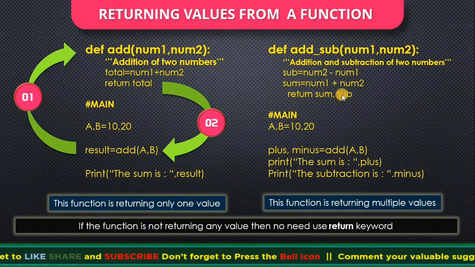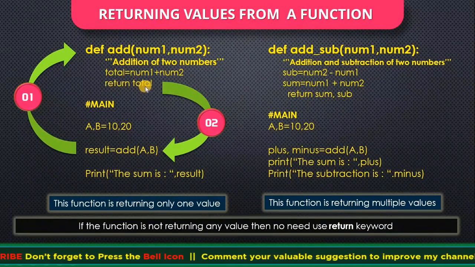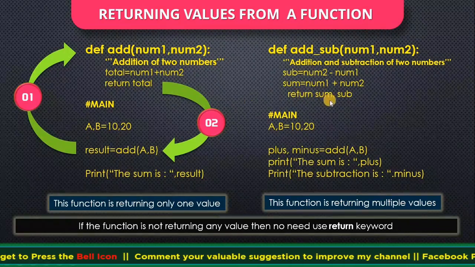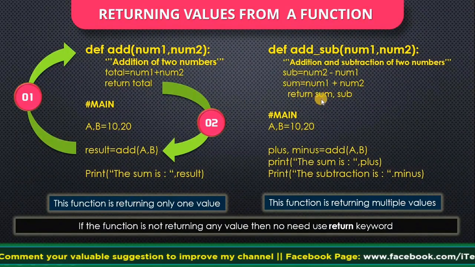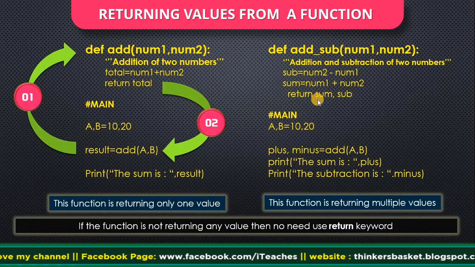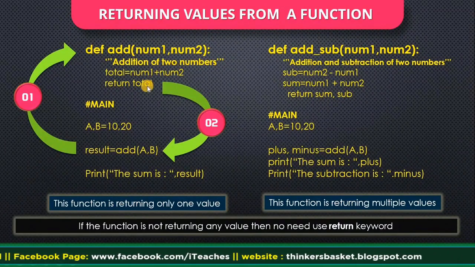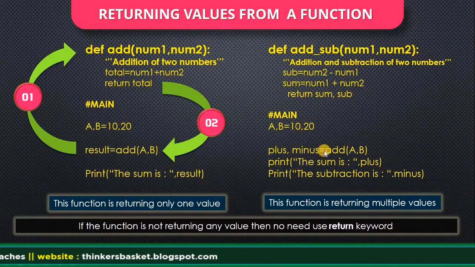Now carefully observe over here what I have done. Initially return only returns one value, but in this case return is returning two values separated by commas. So this sum is over here, comma sub, that is the subtraction result. Now this is going to return two values. When it returns one value, we require one variable to store it, but when we have two values, we need two variables to store them respectively.